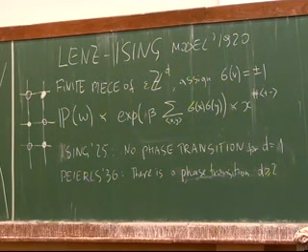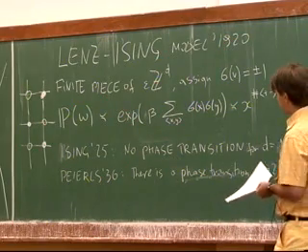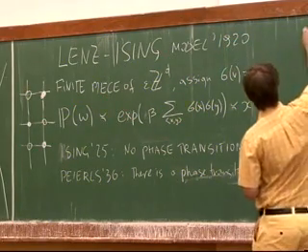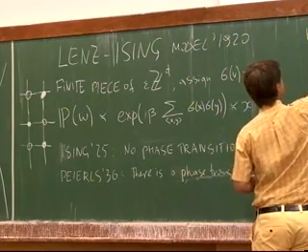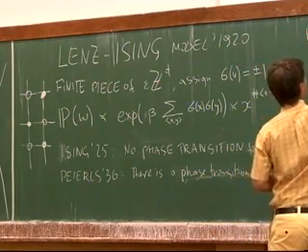And the next breakthrough came when people understood that this system is in some sense integrable. So this was the Kramers and Wannier paper.